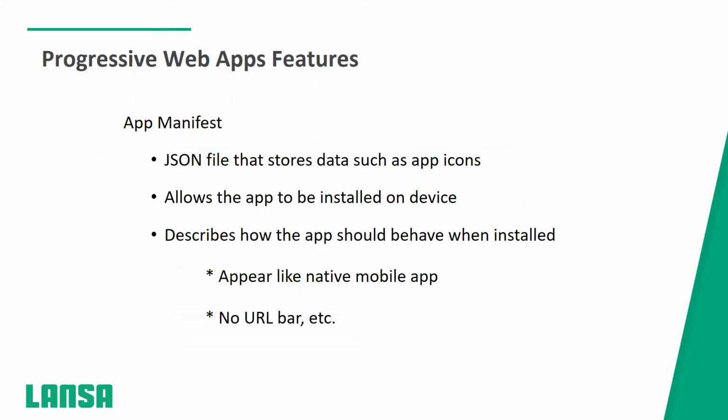So the other main component of a progressive web app is the app manifest. This is simply a JSON file that stores data such as app icons. It allows the app to be installed on the device, and it also describes how the app should behave when installed. So if you want your progressive web app to look like a native app, so you don't want the URL bar, you want it to look exactly like a native app when it comes up, you're going to specify those kinds of details in the app manifest.